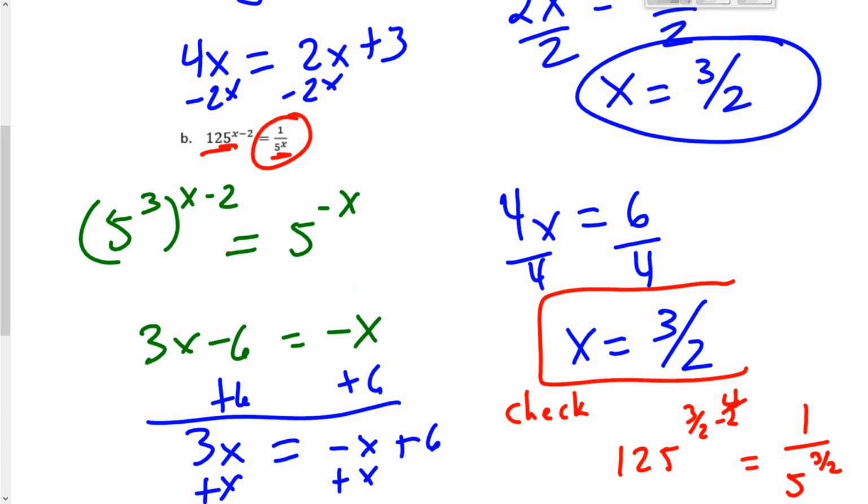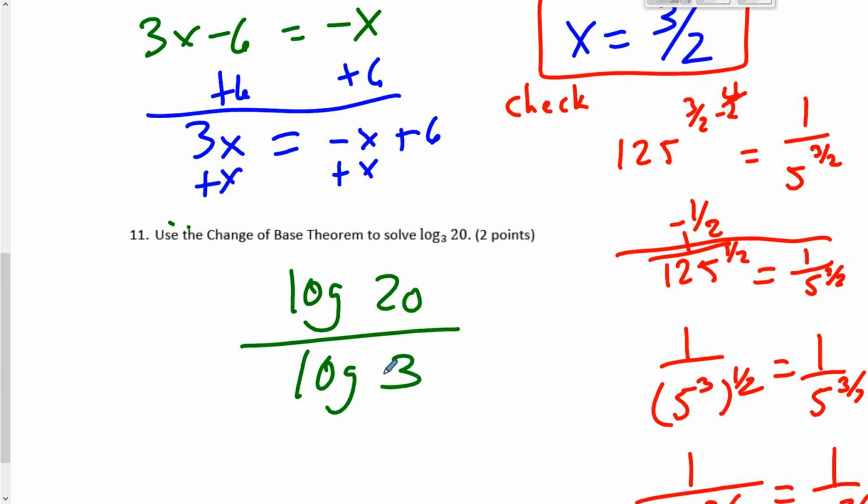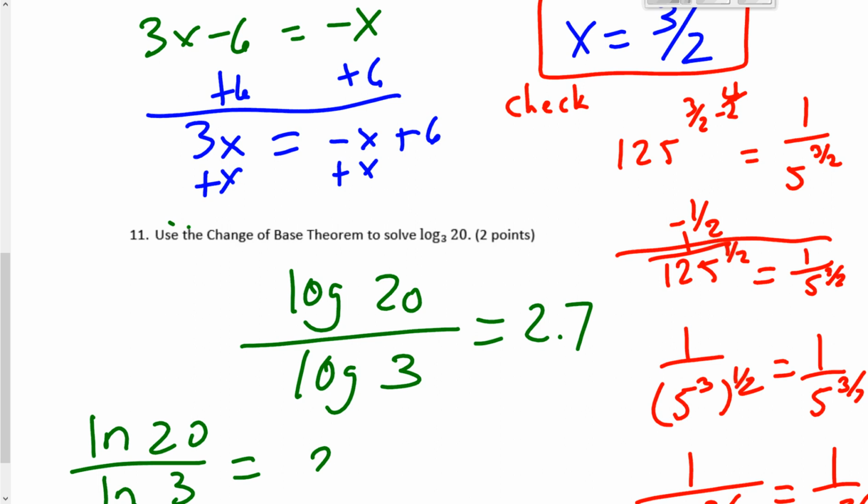That is the value of checking, even if it takes you extra 10 minutes and it's annoying. But that's what happens sometimes. Okay, change the base formula. Go ahead and take the log of the top over the log of the bottom, and you're done. So around 2.7-ish, something like that. Or you could do ln of 20 over ln of 3, and that would still be 2.7-ish.